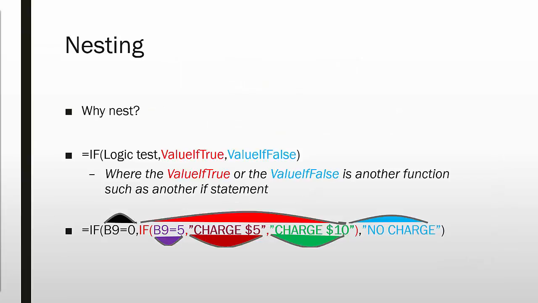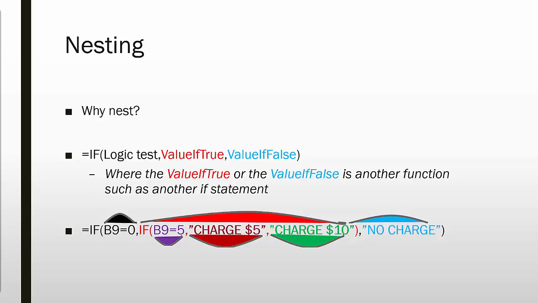Let's start by talking about why nest. Complex decision making can require multiple calculations. One if statement can only choose between two outcomes. If you need to choose between more than two outcomes, you can use nested ifs.